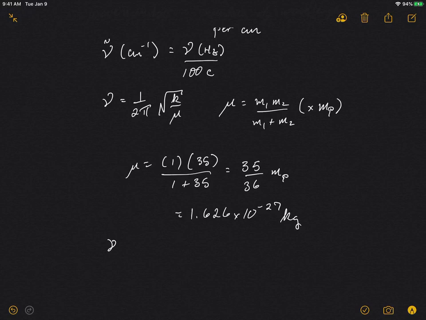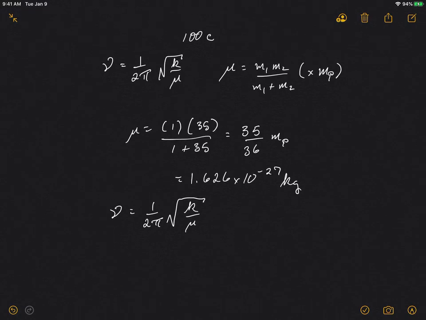Because then when we plug in to get our frequency, we're going to calculate our frequency as 1 over 2 pi times the square root of k over mu, and so that would be the square root of 480 divided by 1.626 times 10 to the minus 27, and that's going to give us 8.65 times 10 to the 13 hertz.